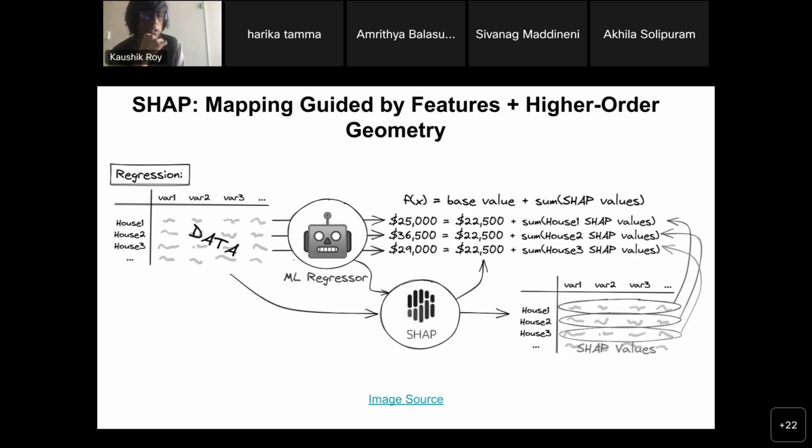And that specific way was defined by a person named Shapley. What is that specific way? It is the same concept as LIME, but it uses higher order geometry.